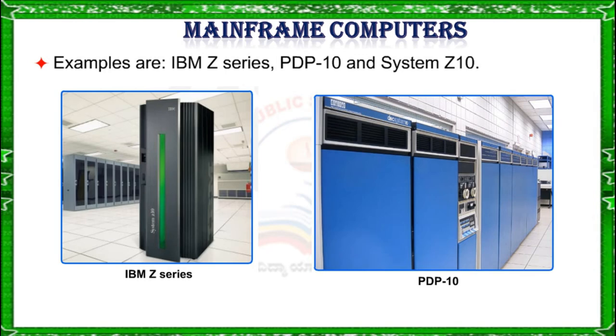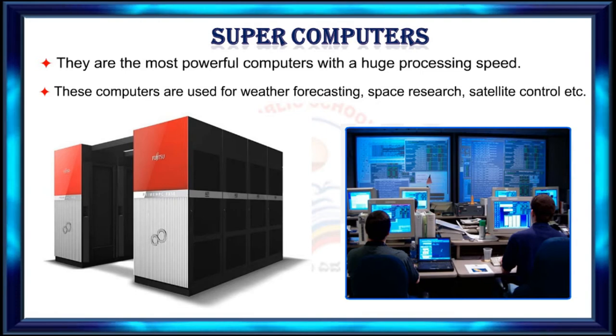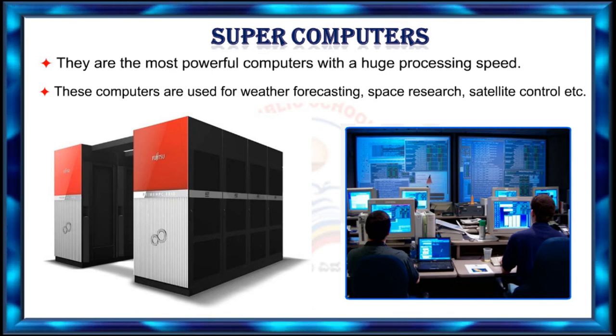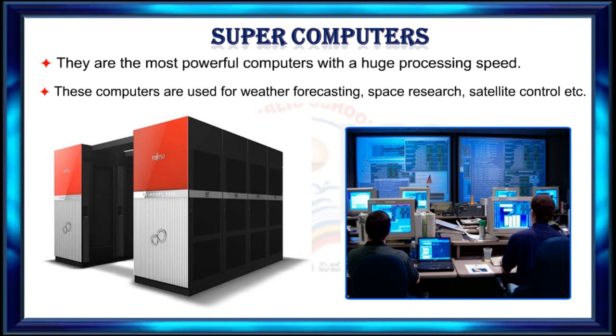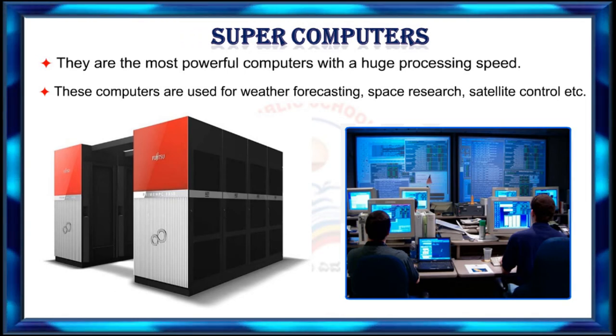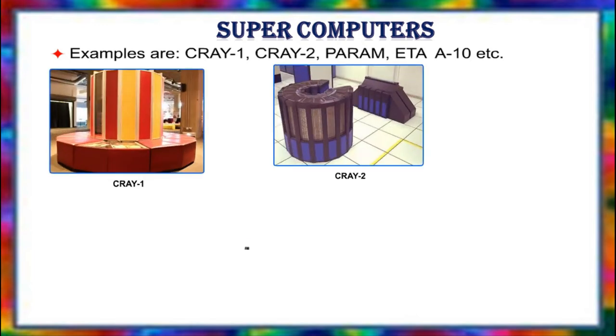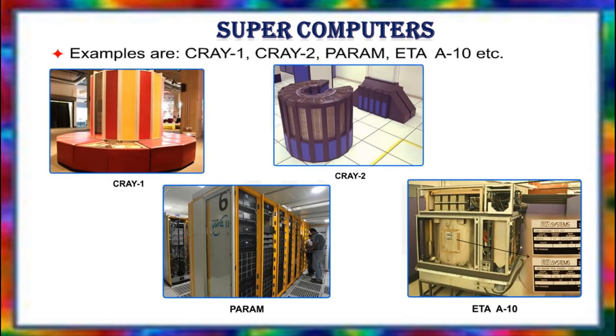Let us move to supercomputers. They are the most powerful computers with a huge processing speed. These computers are used for weather forecasting, space research, satellite control, etc. Examples are Cray 1, Cray 2, Param, EDA-810. Children, supercomputers are very powerful and expensive computers. Hope you understood about these types of computers.